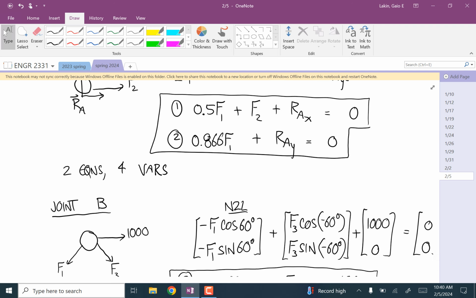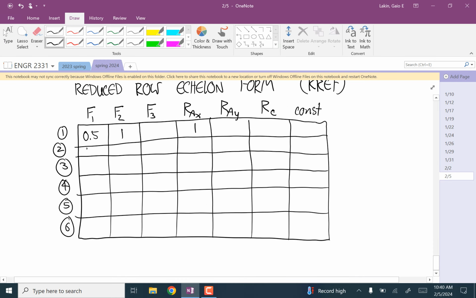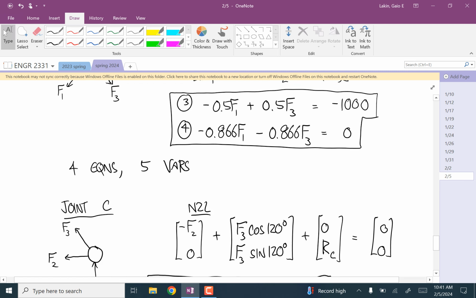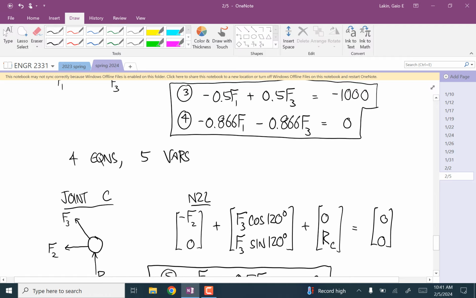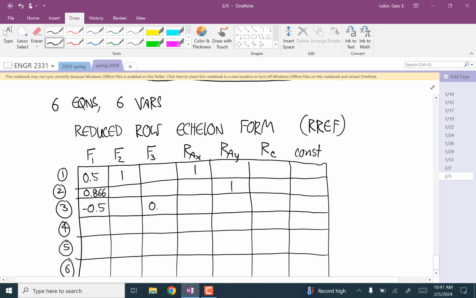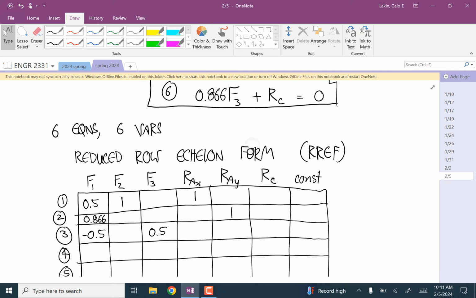Equation 2, F1s, we have 0.866. And RAY, we have 1. And everything else is zeros. Equation 3, F1s, we have negative 0.5. F3, we have positive 0.5. And this time we have a constant of negative 1,000.